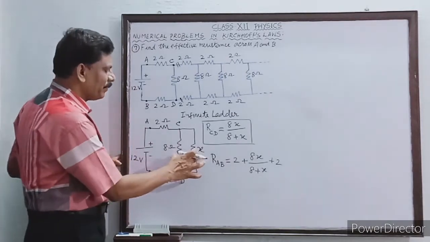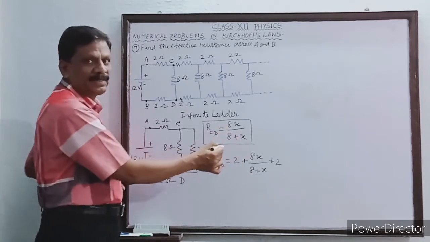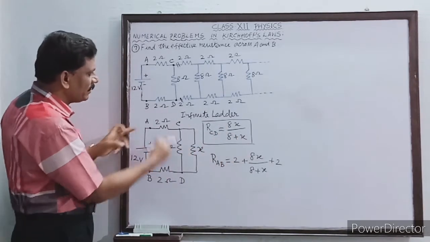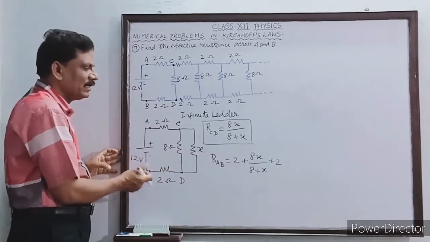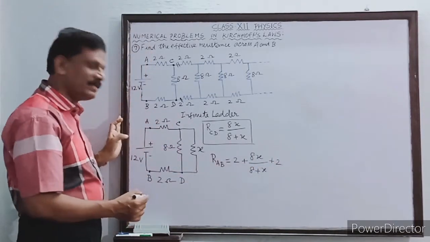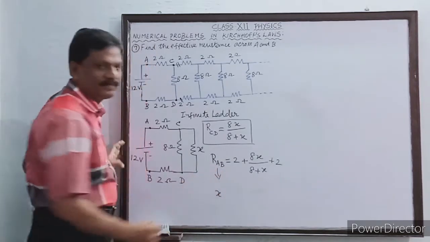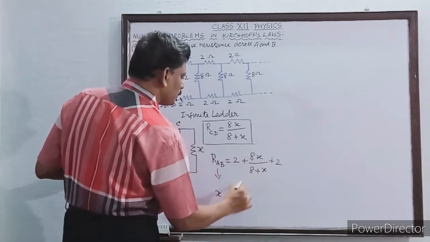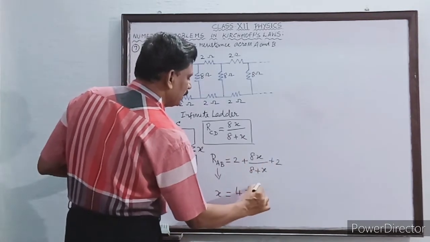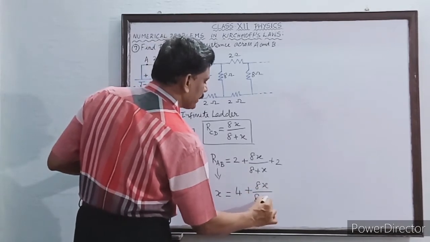So in place of the parallel combination of two resistors, what I have to substitute is 8x by 8 plus x. That is in series with this 2 ohm and 2 ohm, like this. Okay, three resistors are in series. So I have to add these values. Is it not? And the value of this RAB is nothing but x only. Understand? So x is now equal to 2 plus 2 is what? 4 plus 8x divided by 8 plus x.